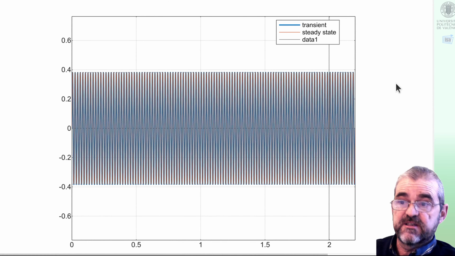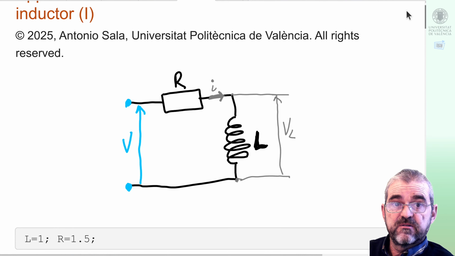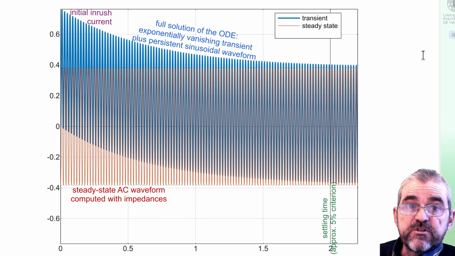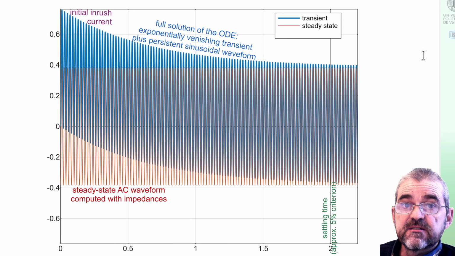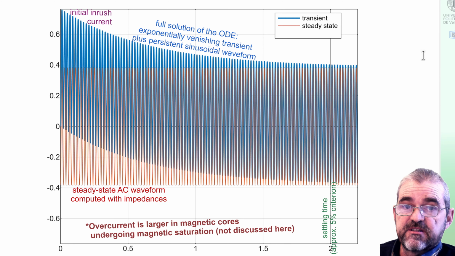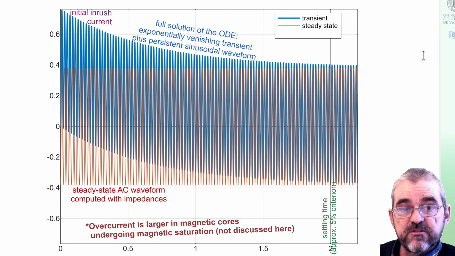So we'll finish with this. In this video, we have shown the differential equation governing this inductor with some resistance in it, in an ideal linear case; magnetic saturation will be left for forthcoming materials. We saw that we had an initial overcurrent that could be twice the steady state one, and it took 2 seconds to disappear. And this overcurrent is even higher in real transformers, which undergo some sort of saturation.